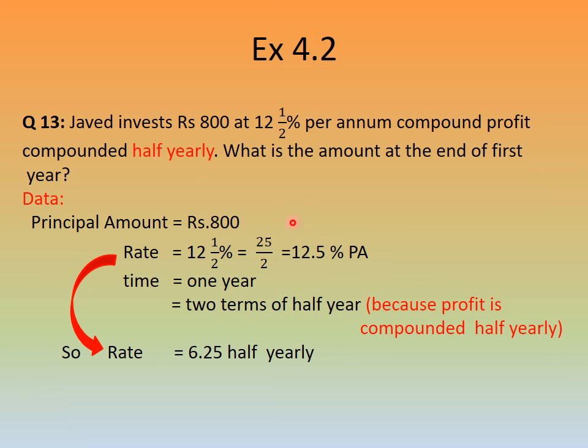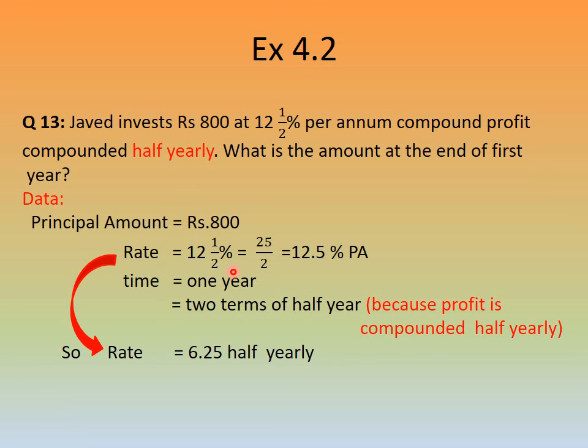Now next example. Exercise number 4.2, question number 13. Javed invests rupees 800 at 12 whole 1 over 2% per annum compound profit, compounded half yearly. Now this is the point, and the time is half yearly. Keep this point in your mind. Now what is the amount at the end of first year? So what is the first point? Take out data. Principal amount is rupees 800. Rate is 12 whole 1 over 2%.